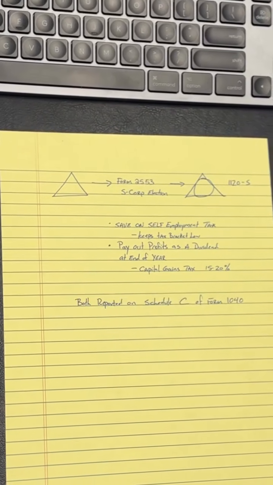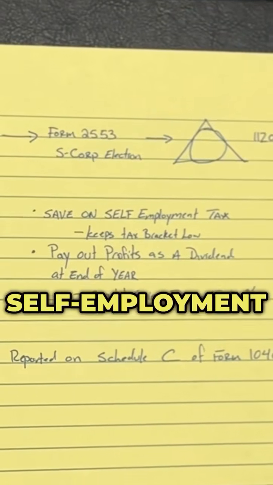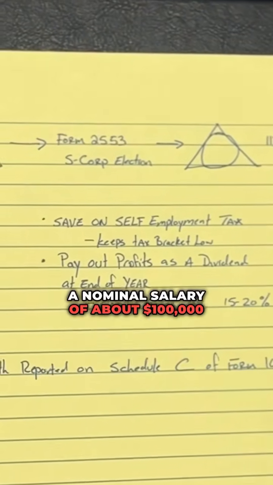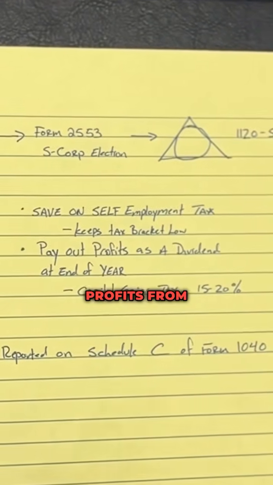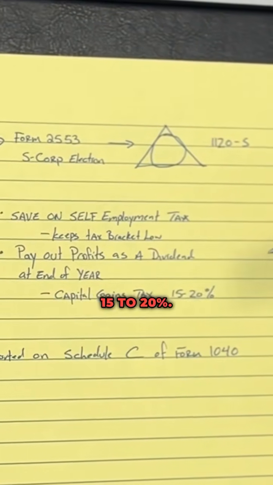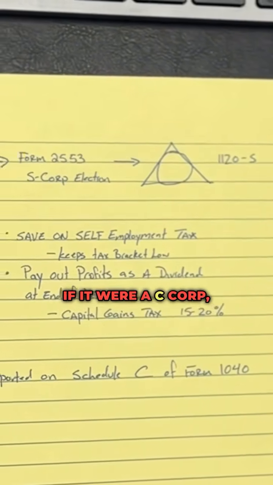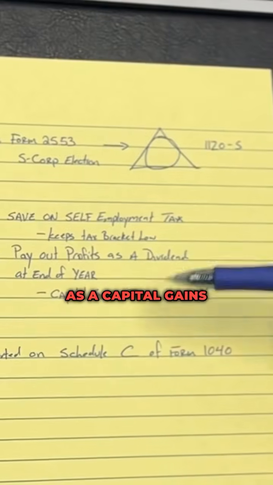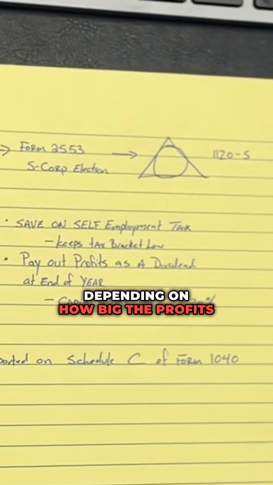You'll get a K-1. But the reason you do that is so you can pay yourself a salary and save on self-employment tax. For example, if you're making a lot of money, you can pay yourself a nominal salary of about $100,000 a year. And at the end of the year, you will then pay out all the profits from the company as a dividend, and that would be taxed at the capital gains rate of 15 to 20%. So the corporate tax rate, if it were a C Corp, would be in the 20s, but you can keep that rate low as a capital gains rate between 15 and 20% if you dividend out the profits, depending on how big the profits are.